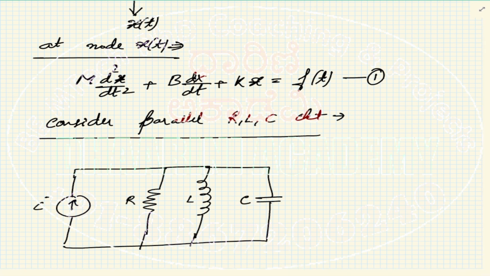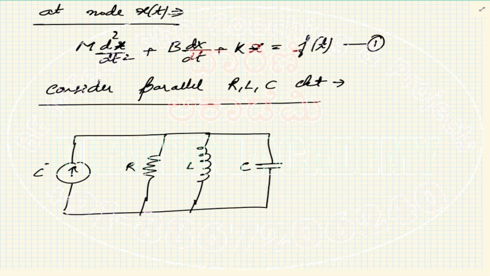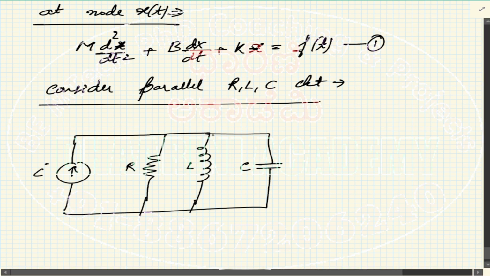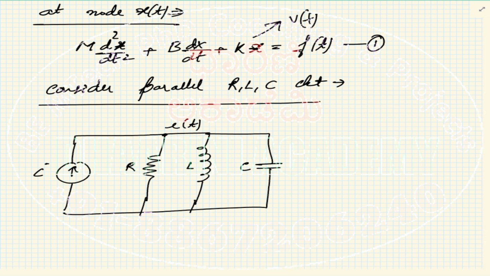Now let's try to write an equation for this. It has to be KCL, Kirchhoff's current law, at a particular point. This point could be your V of t, voltage. I'm going to replace it as E of t, because I'm going to bring the V over there in equation number 1, so I don't want to write a V once again here. Here the X I'm going to replace as V of t, which is the velocity.